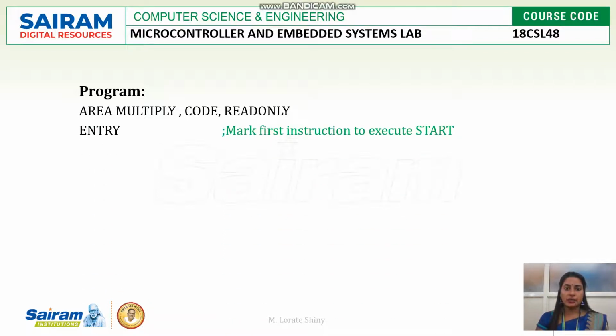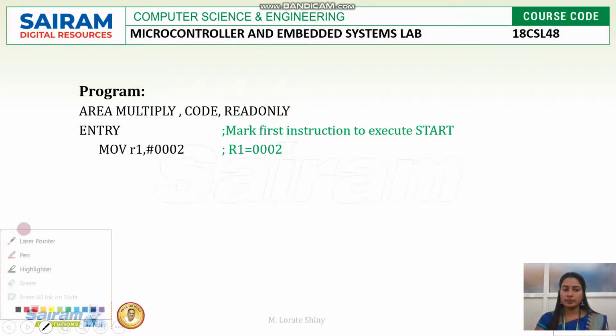Next, ENTRY. This makes the entry point for the execution. Then our program starts. After the entry we have to start the program. MOV R1, #0002. So this is my first data, which I am moving to the R1 register. After the execution of this instruction, R1 will be 0002. Then I have to move the second data.